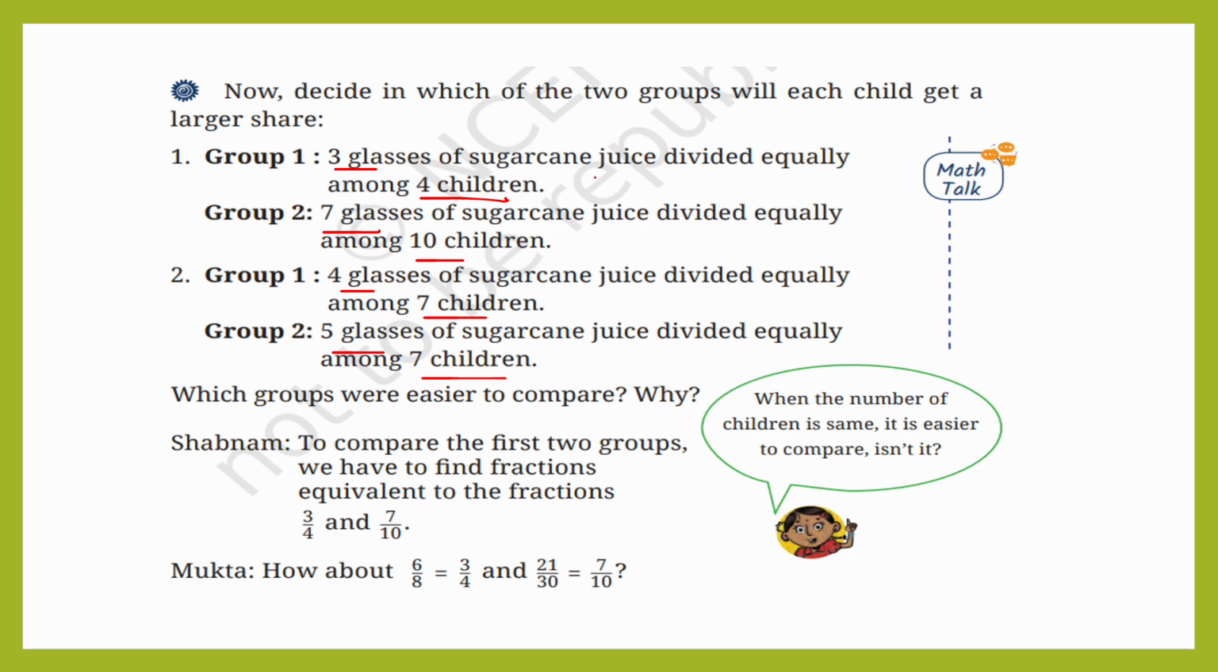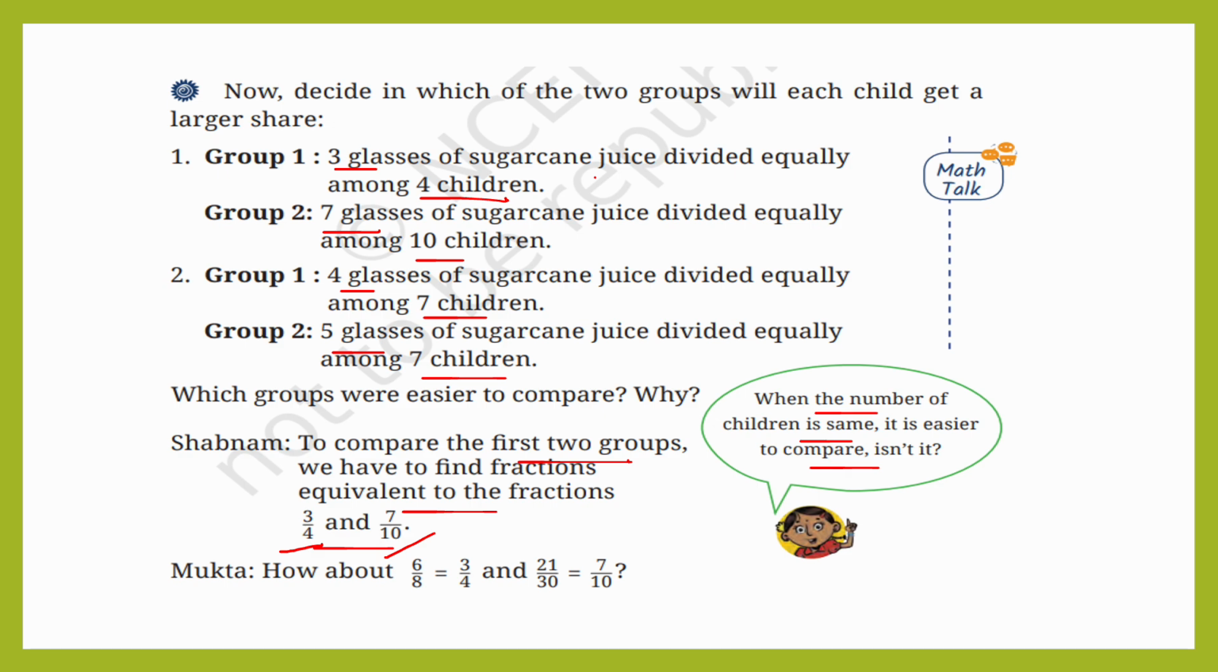Which groups were easier to compare? Why? See, when the number of children is same, it is easier to compare. Shabnam, to compare the first two groups, we have to find fractions equivalent to the fractions 3 by 4 and 7 by 10. See, 3 glasses of sugarcane juice divided equally among 4 children, that is 3 by 4. Then 7 glasses of sugarcane juice divided equally among 10 children, that is 7 by 10. So, we have to find fractions equivalent to the fractions 3 by 4 and 7 by 10.